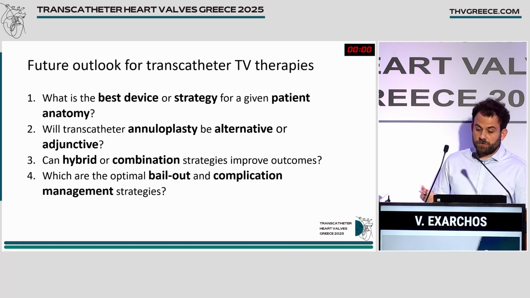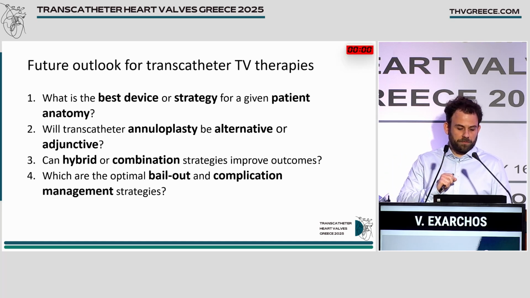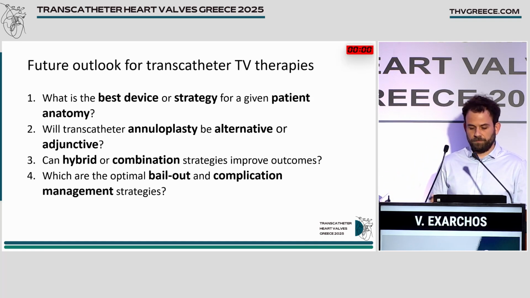What's the best device or strategy for a given patient anatomy? Will transcatheter annuloplasty be alternative or adjunctive? Can hybrid or combination strategies improve outcomes? Which are the optimal bailout and complication management strategies?